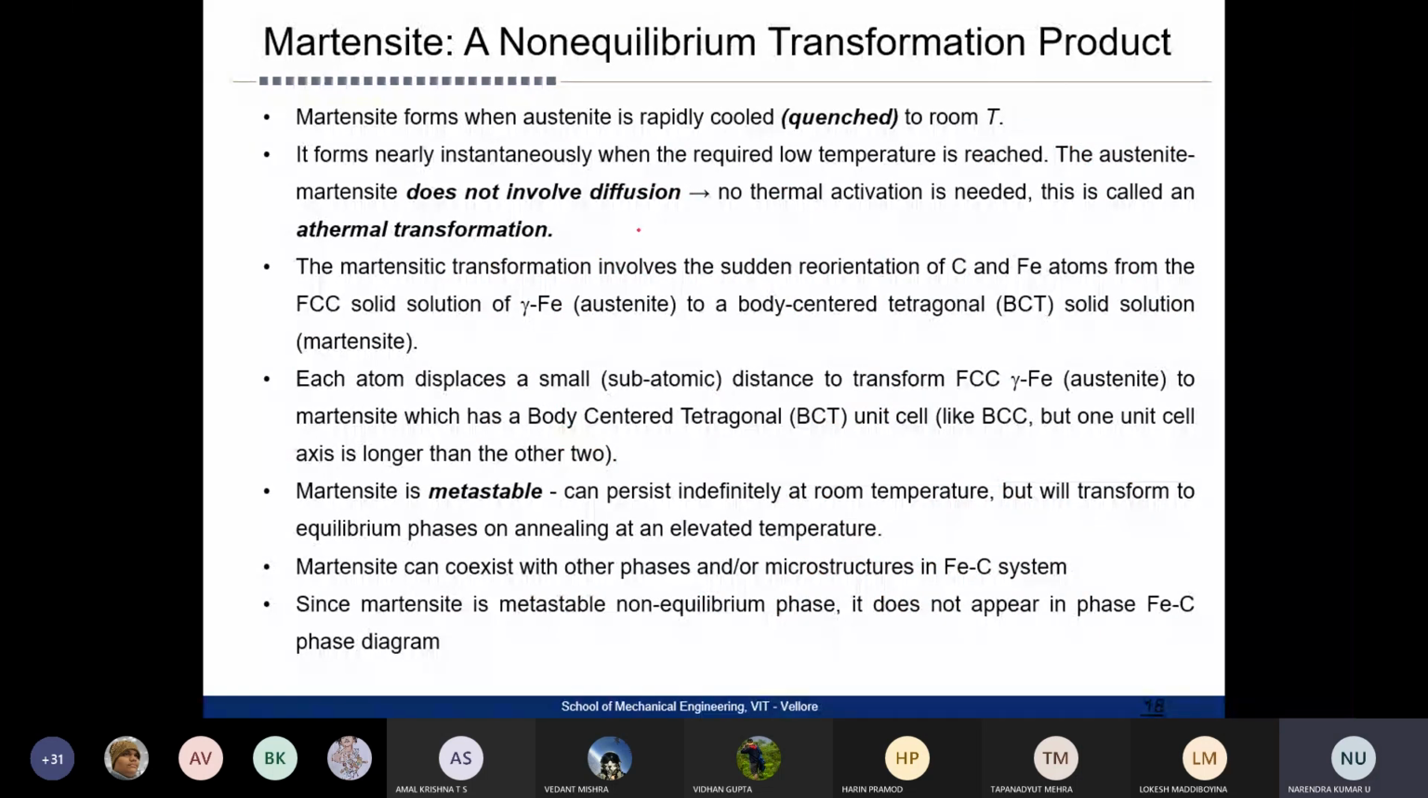So how is martensite formed? It is formed from austenite when you cool it rapidly. It doesn't involve any diffusion. It is nothing but sudden reorientation of the carbon and iron atoms. Initially FCC, which is the gamma austenite, has to get converted to alpha ferrite, which is BCC, but it doesn't happen because you are doing quenching.